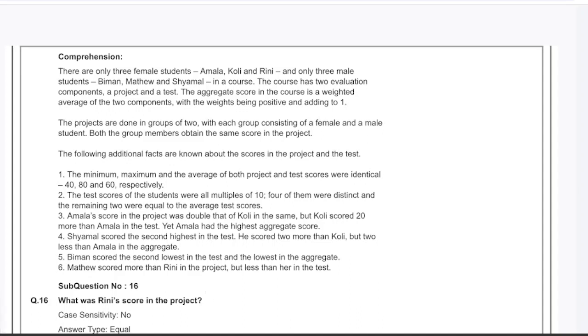CAT 2023 slot 3 LRDI. This is the last puzzle of slot 3, puzzle number 4. Let's see what exactly the puzzle is and how we should solve it in the exam.